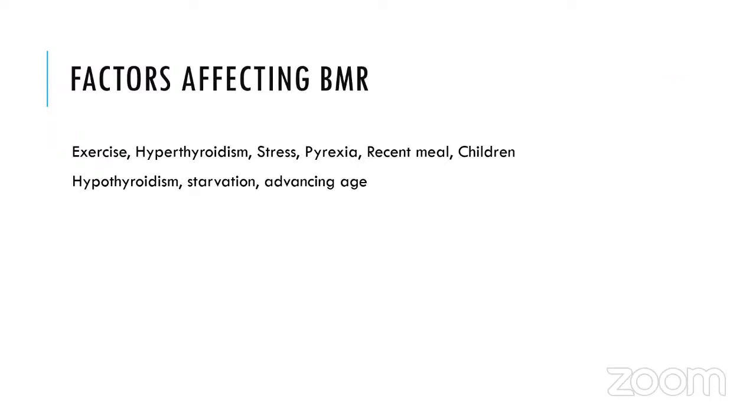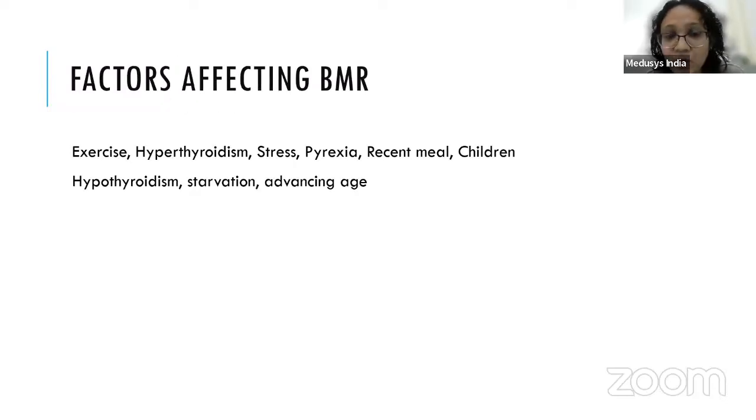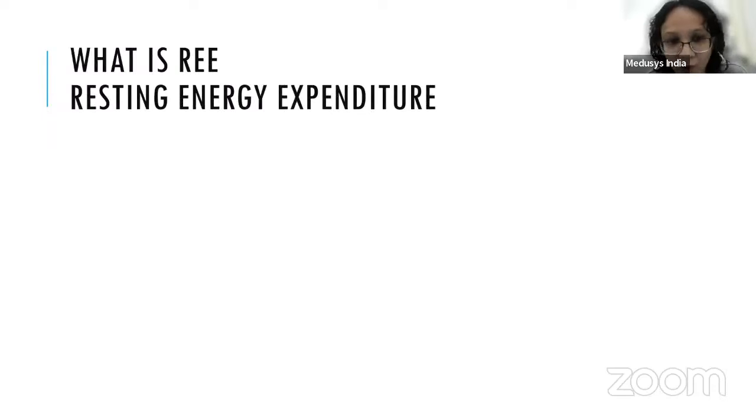Okay. Sure. So I think this is a very crucial question. If you talk about basal metabolic rate, it is also called basal energy expenditure, BEE. Are you aware? Yes, ma'am, basal energy expenditure. So if you are clear about BEE, what is REE? What is resting energy expenditure? Anybody else wishes to answer?